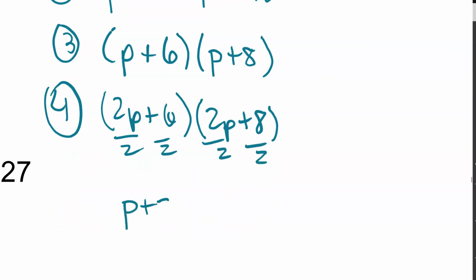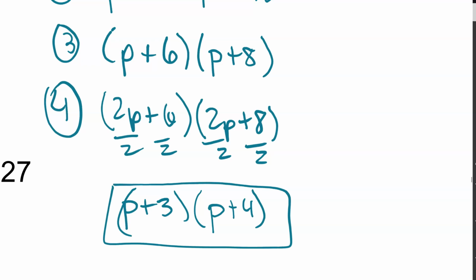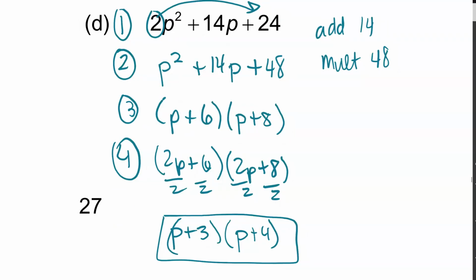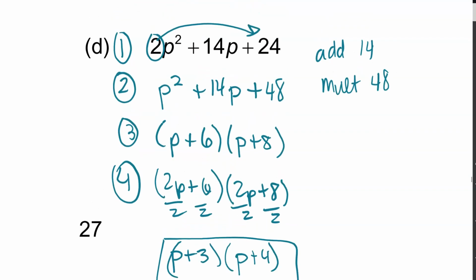So I have p plus 3, p plus 4. Wonderful. Because the tricky part is, guess what? We could have factored out the 2 at the beginning and had the 2 on the outside. I could have rewritten this equation as p squared plus 7p plus 12. All I did was multiply this whole thing by 2. This gives me the same roots.